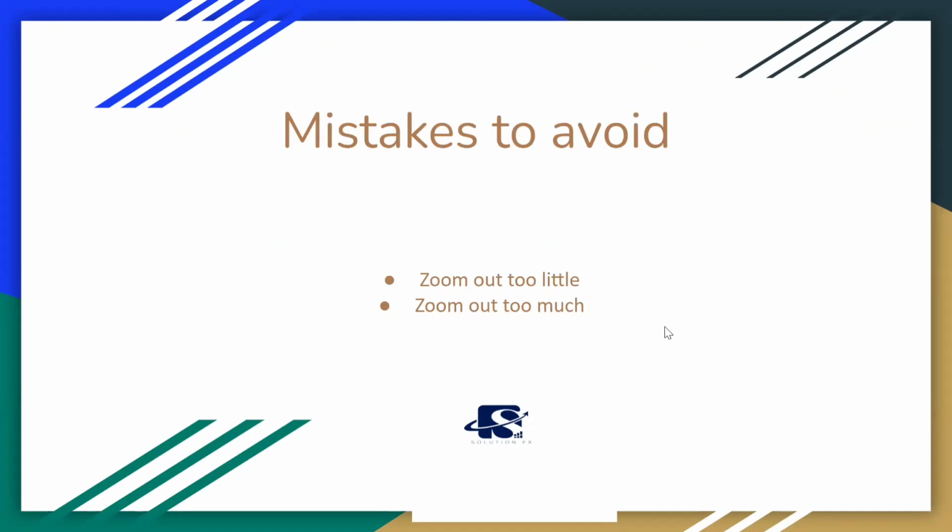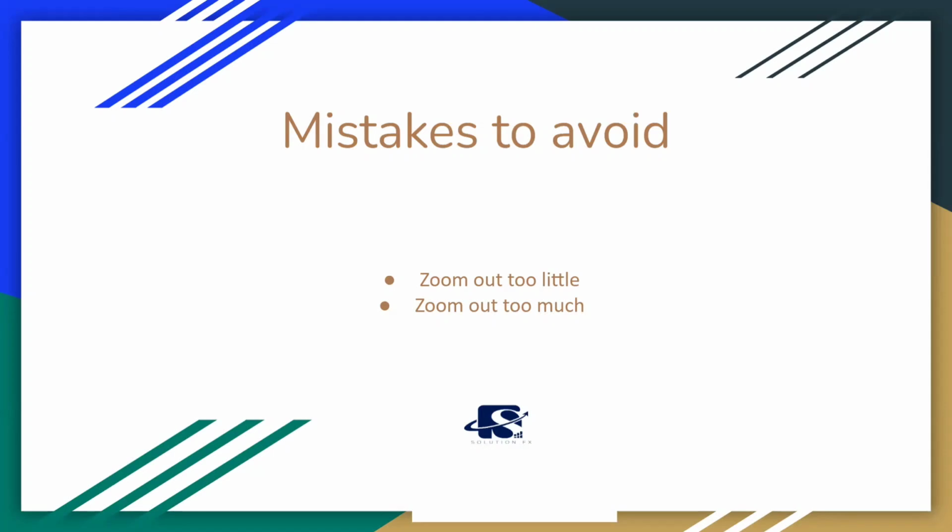Okay, so in the course of analyzing multiple time frames, there are some mistakes to avoid. One of the mistakes to avoid is zooming out too little. Let's say you are trading the daily time frame. You have no business looking at the 5 minute time frame. If you want to trade the daily time frame and you're going down to the 15 minute time frame to get an entry, there is no relationship between them, because you are zooming out too little.